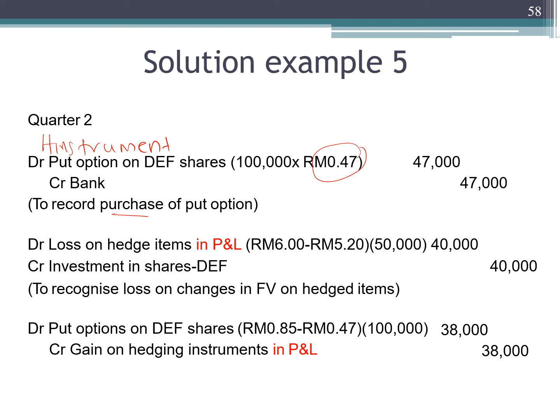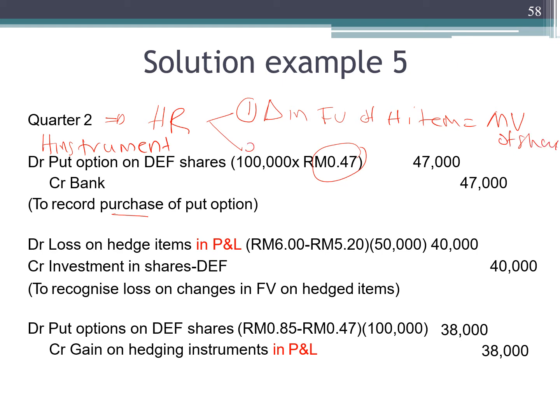Okay, and then we start to look at here. Remember that we're going to account for both. During this quarter 2 you start to have a hedge relationship. So when you start the hedge relationship, you're going to prepare 2 journal entries. One is the changes in the fair value of the hedged item. In this case, your hedged item is the market value of shares. The other one is a journal entry to record changes in the fair value of the hedge instrument. Your hedge instruments here are the options.